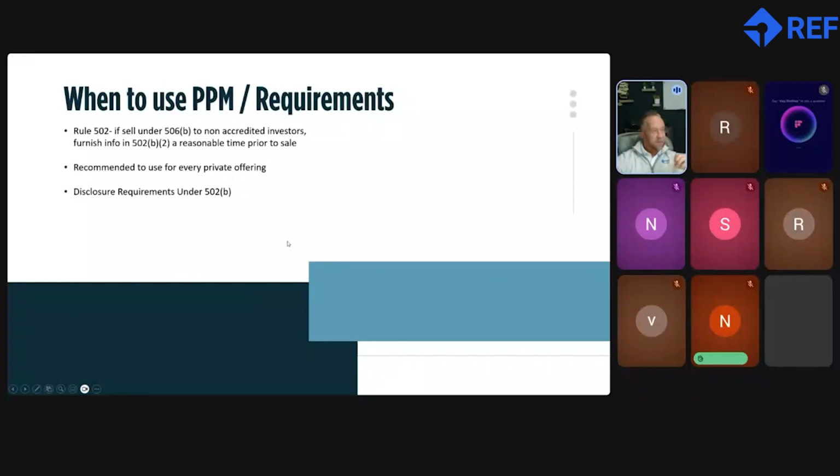I won't get into too many of the details of when to use a PPM. It's not always required. We highly recommend it. If you have any non-accredited investors, so if you're familiar with Regulation D, 506(b), if you have anyone who's not accredited, you are required to give them a PPM prior to making their investment decision. Some state regulators also want to see that you've provided a PPM, even if it's not required under federal law.